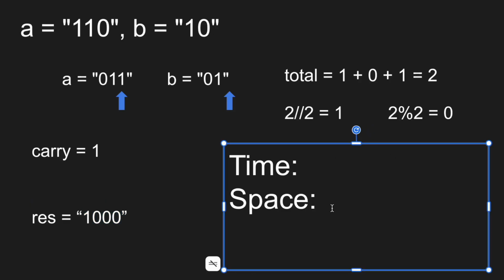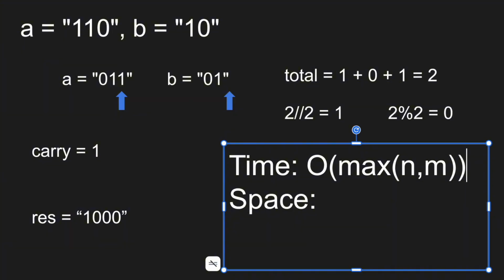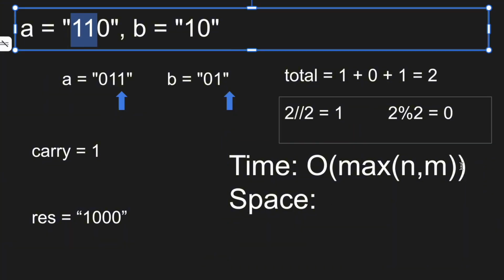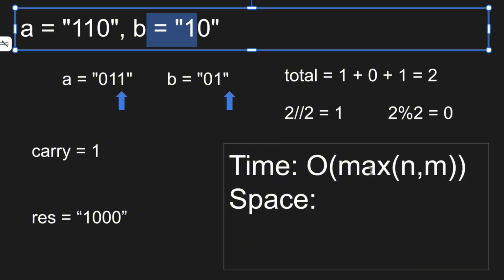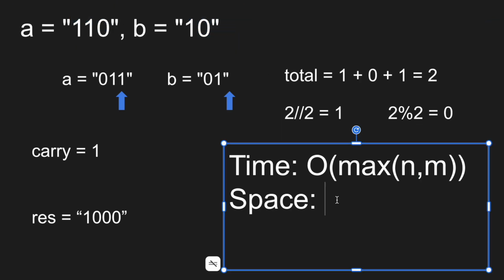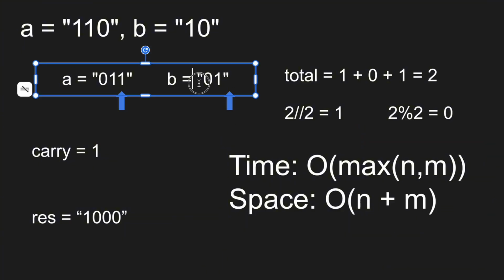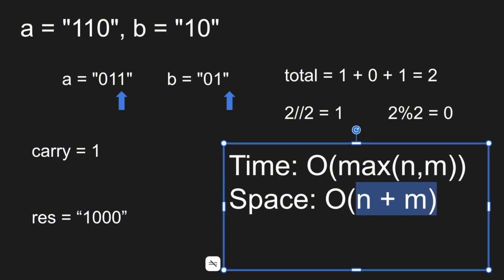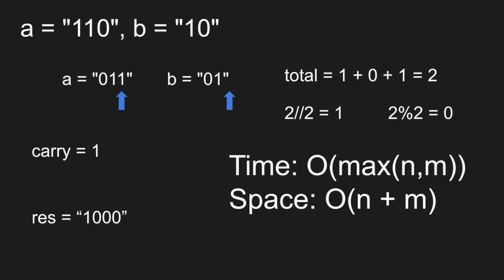So the time complexity would be O of max of n and m, where n is the size of A and m is the size of B, because we will iterate through the max of the length of A or the length of B. And the space complexity will be O of n plus m, because to reverse these two strings, it will take up n plus m space. So now let's get to the coding part.